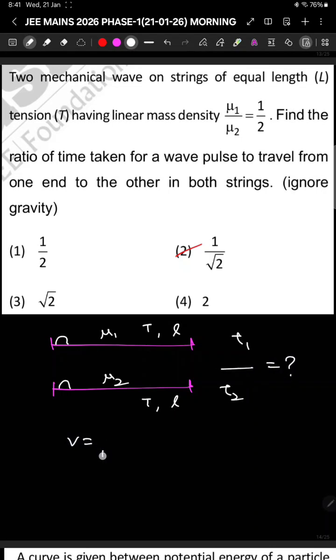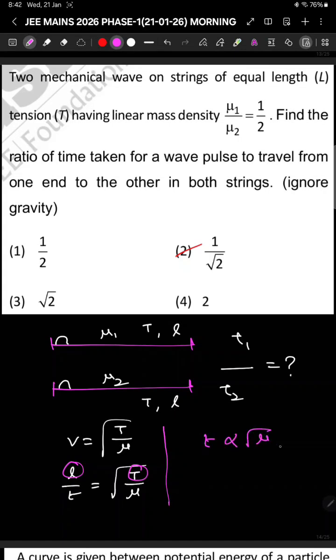The velocity of a transverse wave is v equal to root of T by mu. Again we know velocity is distance by time, equal to root of T by mu. For both the cases, tension is the same and length of the string is the same. From this we can understand that t is directly proportional to root mu. That means the ratio of the time taken for the first wire and second wire, t1 by t2, is root of mu1 by mu2. That is our answer. Solve this one.